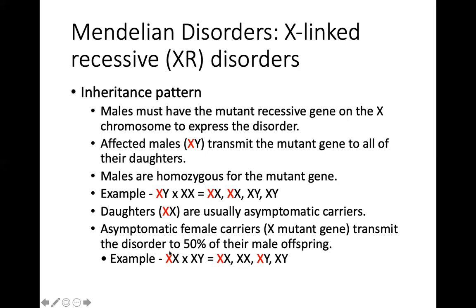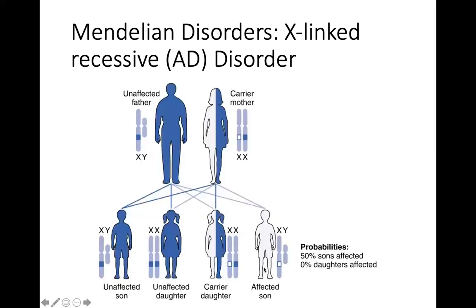Asymptomatic carrier females, okay, with X mutant gene transmit the disorder to 50% of their male offspring. So yung carrier na female na pangasawa niya yung normal na male, so 50% of their male offspring is affected, okay? Kasi pag igawa ka ng Punnett square, so XX, XY, XX, XY. So 50%. So ibig sabihin, 50% unaffected, 50% affected. So kasi homozygous siya, isa lang yung X niya. So it will manifest the disease, right?